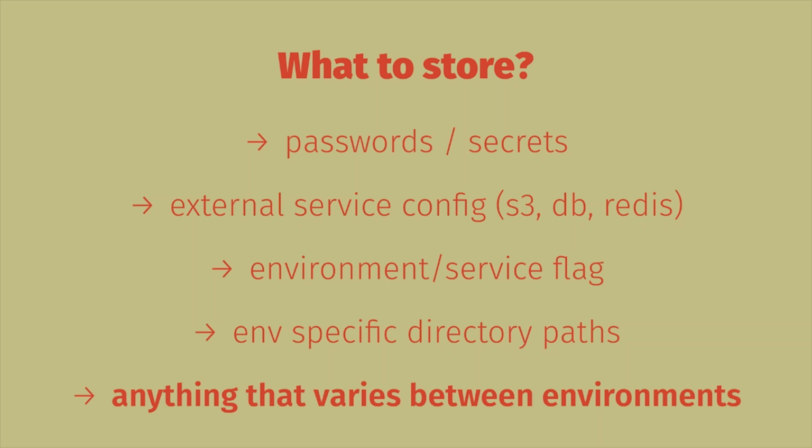Another use is environment or service flags, or more specifically a feature flag. For example, a lot of applications have a debug flag. If debug is set to true, that means more contextual information is spit out to the user when there's an error or something. So you would want that in an environment variable. You don't want that in your code base.